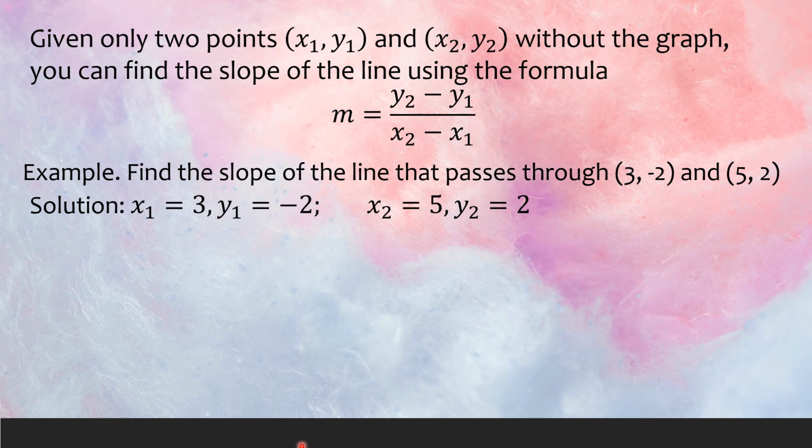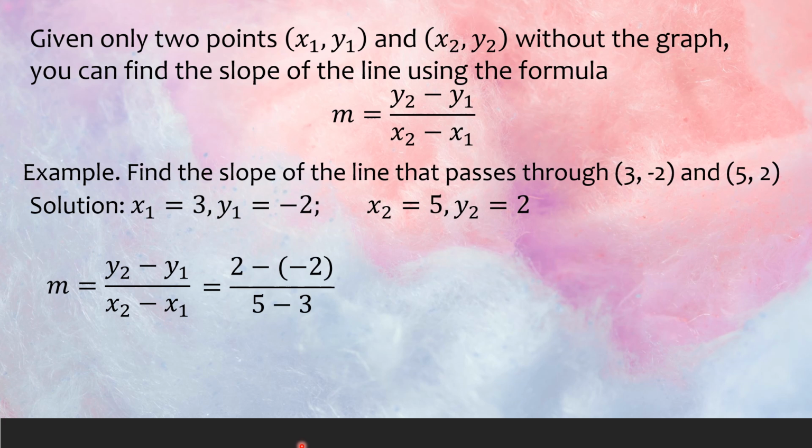So we have the solution. X sub 1 is 3, y sub 1 is equal to -2, x sub 2 is 5, and y sub 2 is equal to 2. Now, we have to substitute these given pairs to the formula. So y sub 2 is 2, and then minus value of y sub 1 is -2 over 5 minus 3. And then, let us apply the rules for subtracting integers o yung tinatawag natin keep, change, change.